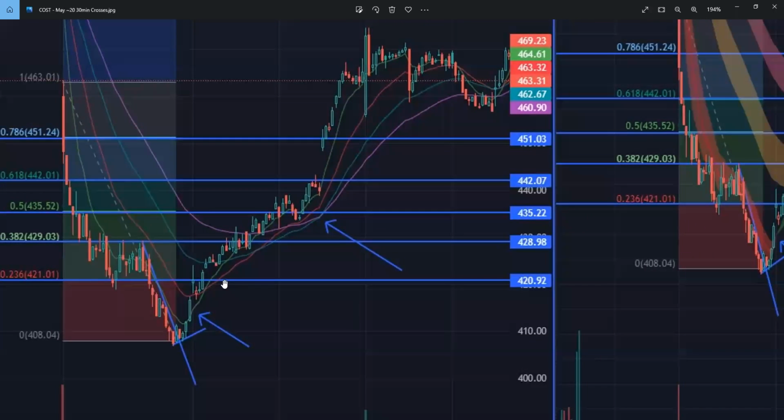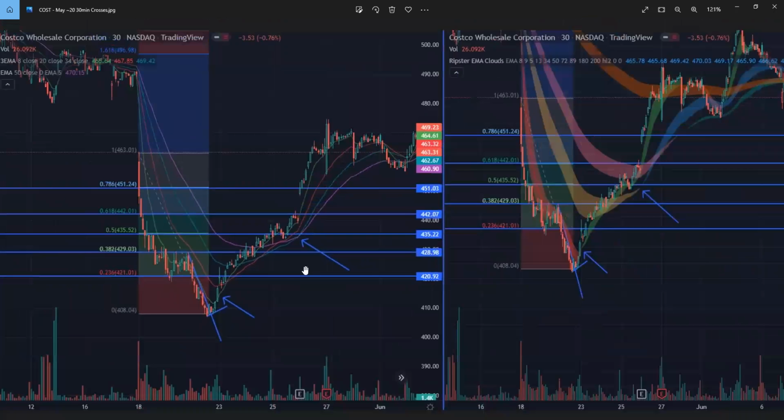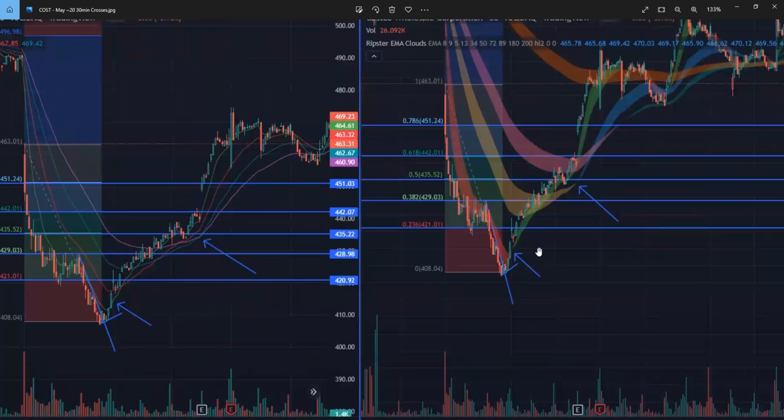So that could be your entry point right there. So it retested it, and then you get another bullish candlestick. So that would be your entry. And on the clouds, again, it looks a little bit cleaner just because you see that your EMA clouds are turning green. But same indicator, you'll go after that bullish candlestick closes.